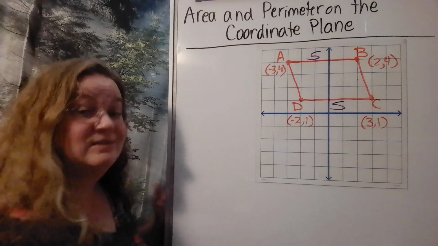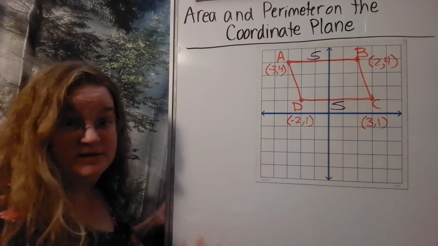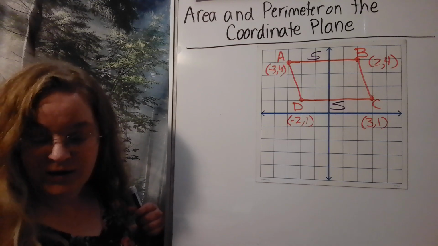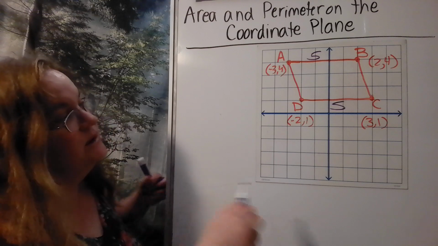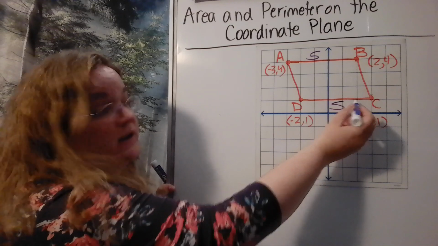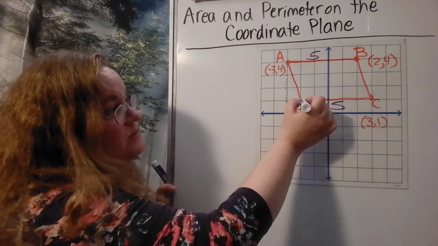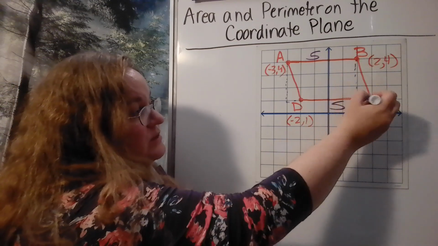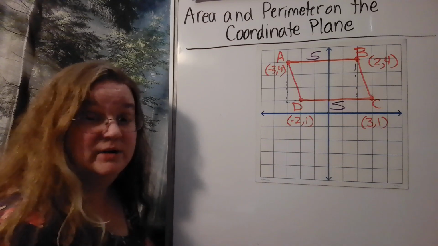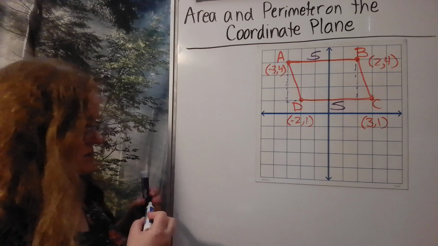Now for the diagonals, I can't count the boxes. I'm going to have to use something like the distance formula to do that. One of the things you might notice is that this and this are the same length. This is down 3 and over 1, and this is down 3 and over 1, so they have the same slope. This is actually going to be a parallelogram, which means that this and this are equal, so I only have to use the distance formula once.